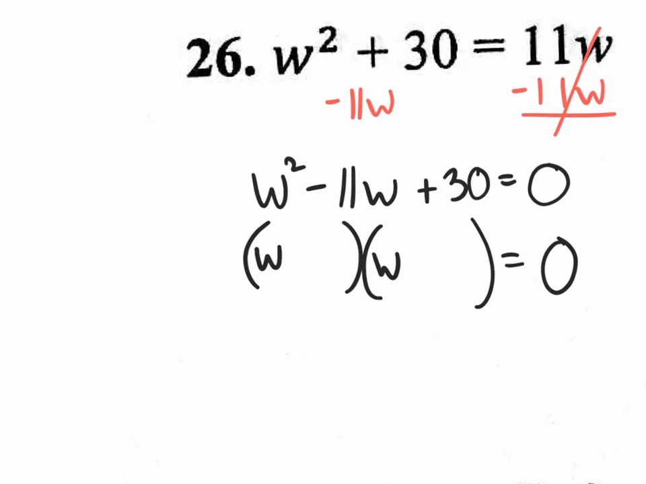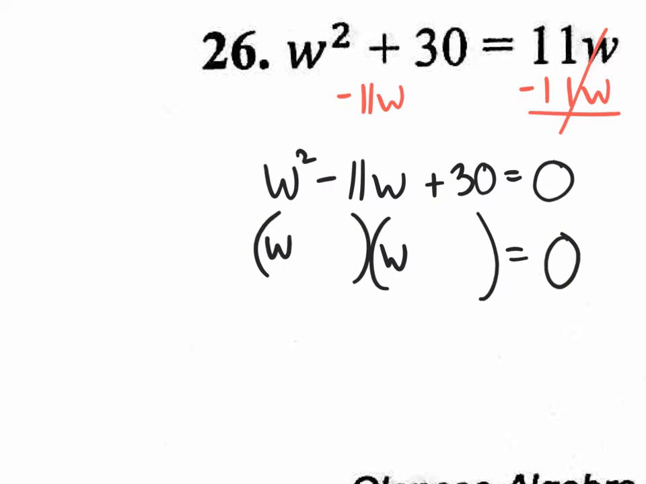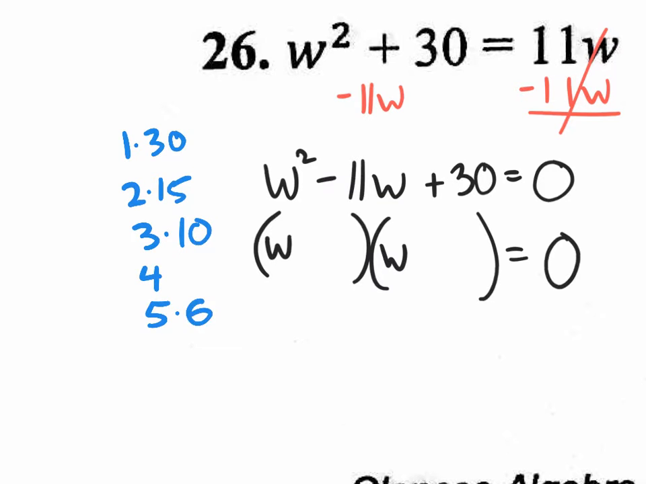So just for those students that are struggling, I'm going to make a list of the multiples of positive 30. 1 times 30, 2 times 15, 3 times 10, 4 doesn't work, 5 times 6. So what times what is 30 that if you combine together is negative 11? 5 times 6 is 30, and if you combine those, it gives you a positive 11, but we want a negative 11. So you just change the signs. You have the right numbers, you just have the wrong signs. So it's a negative 5 and also a negative 6. Instead of a positive 5 and a positive 6, it's a negative 5 and a negative 6.